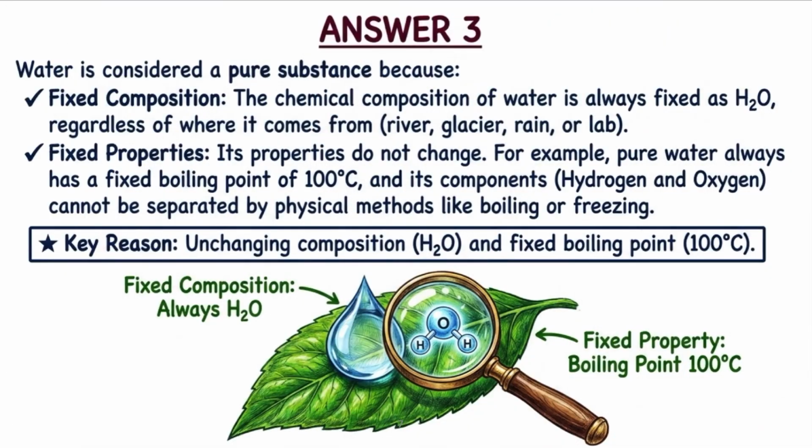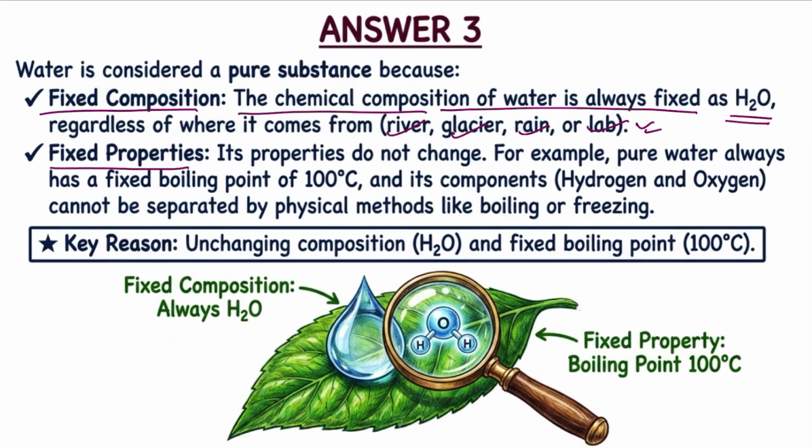Water is considered a pure substance because there are 2 reasons. First, fixed composition and fixed properties. The chemical composition of water is always fixed, meaning it is made up of hydrogen and oxygen. It does not depend upon the source. The same water we can get from a river, glacier, rain or lab also. It has fixed properties. As I told you last class, we considered one property of water, which was the boiling point of water.